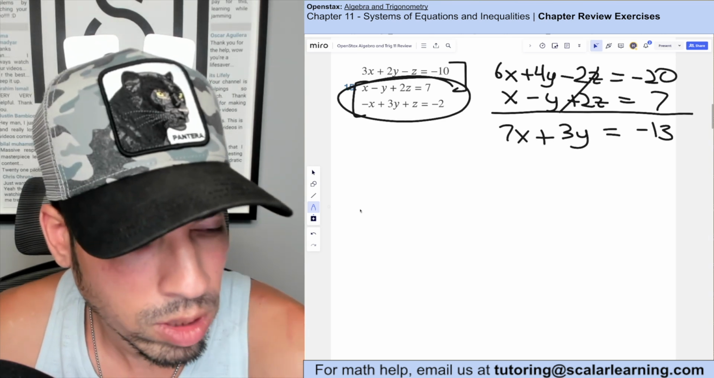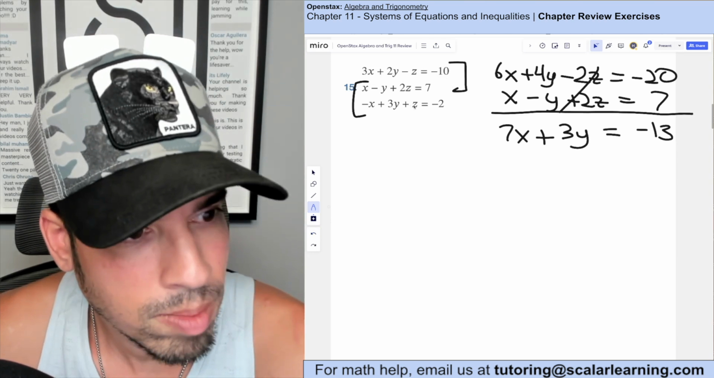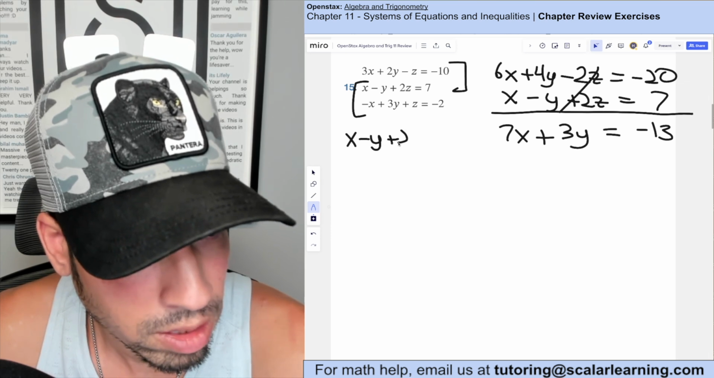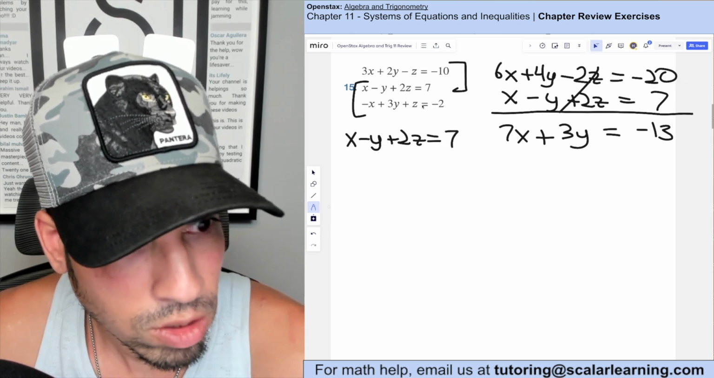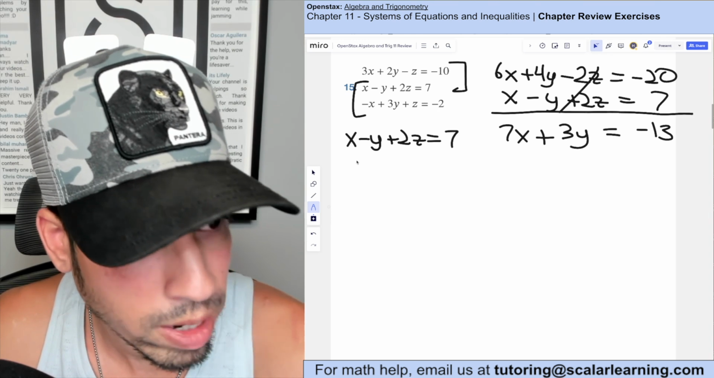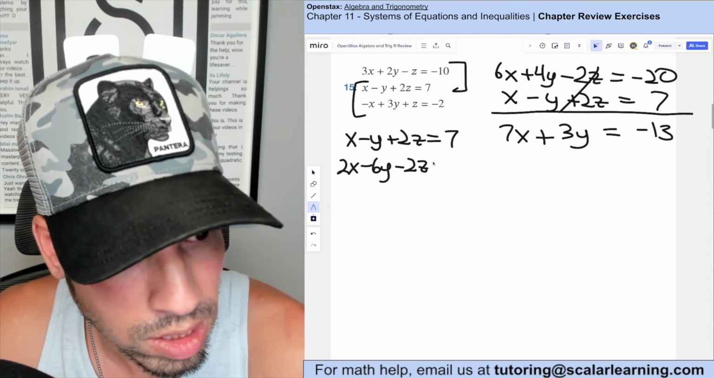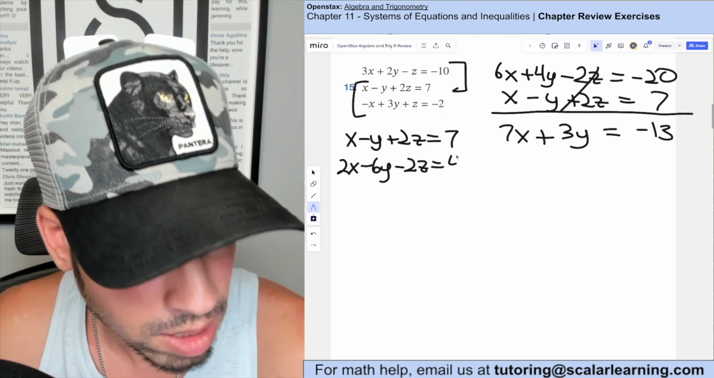We need to do the same with these two. So again, eliminating z, I'm going to keep the second equation as is, just like that. And then this one I'm going to multiply by negative 2. So watch what happens. I get positive 2x minus 6y minus 2z. That's the whole reason why we did it. And then we get positive 4.